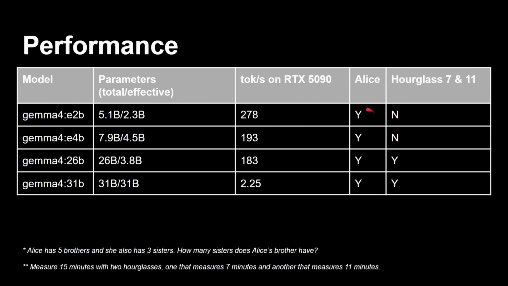And then the question is, does it answer the Alice question? Well, the answer is yes. Alice has 5 brothers and she has 3 sisters. How many sisters does Alice's brother have? Now, the smaller models would always fail with this. They just couldn't do it, but it was able to do it. That just shows you how far Gemma 4 has come along.